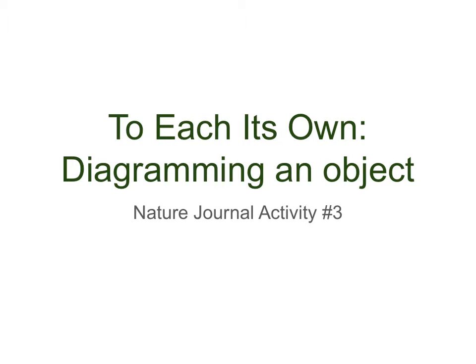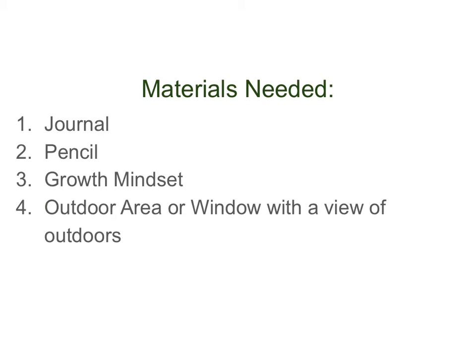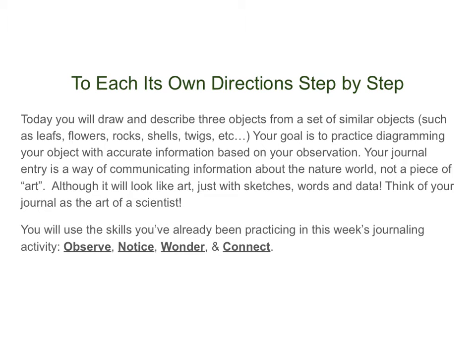To each its own, diagramming an object. Nature Journal activity number 3. The materials you will need are your journal, a pencil, a growth mindset, and an outdoor area or window with a view of the outdoors. Here are the directions step by step.